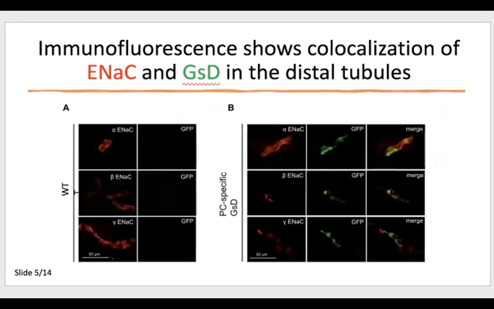To test this hypothesis, we used immunofluorescence microscopy on kidney sections from GS-DREAD mice. ENaC was visualized in the red channel, and GS-DREAD was seen in the green channel using its intrinsic GFP tag. In the wild type, you can see that there is no green fluorescence, which is good because there shouldn't be any GS-DREAD there. And in figure B, you can see that there is co-localization of the red and green, and that indicates that the GS-DREAD receptor and ENaC are co-expressed in principal cells. So we were good to move on.